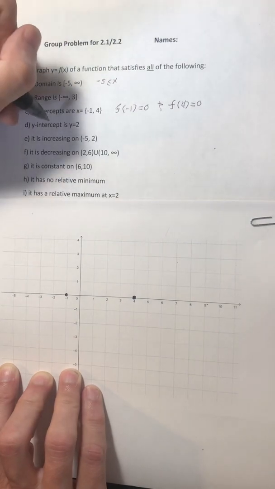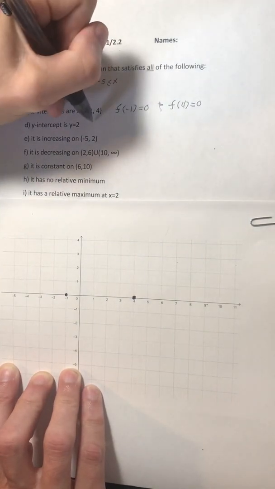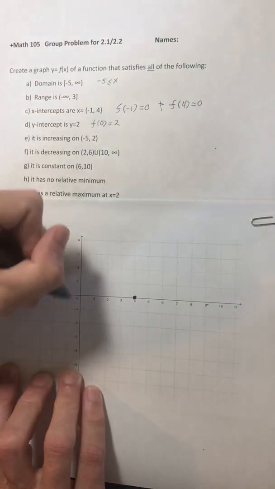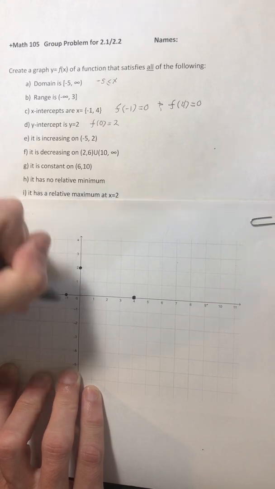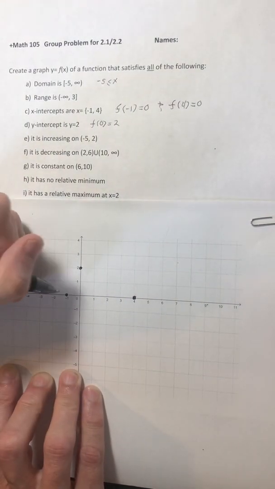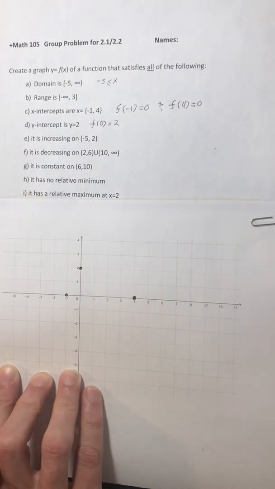And the y-intercept is 2. That means f of 0 equals 2. So that means it crosses here at 2. So I've got 3 points on my graph: (-1, 0), (0, 2), and (4, 0).